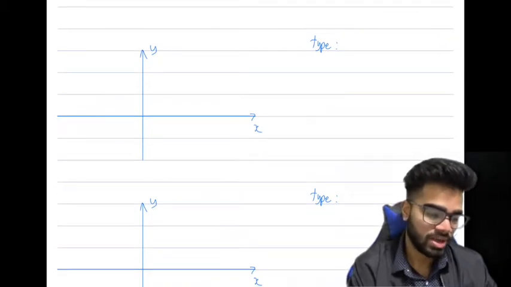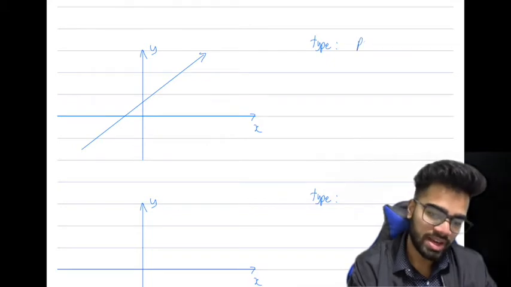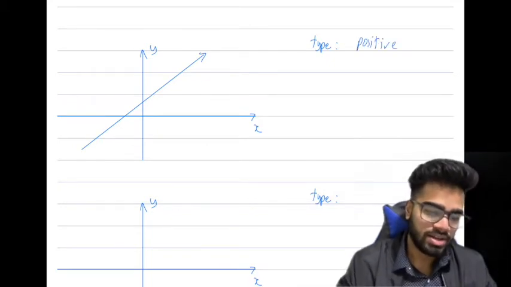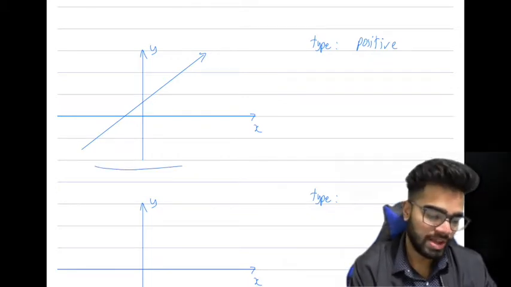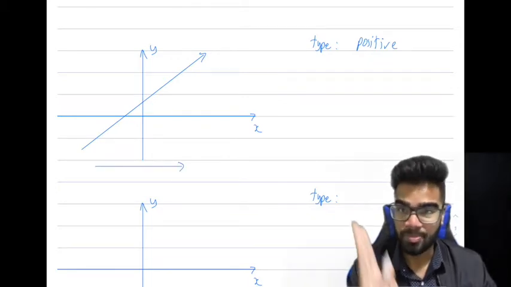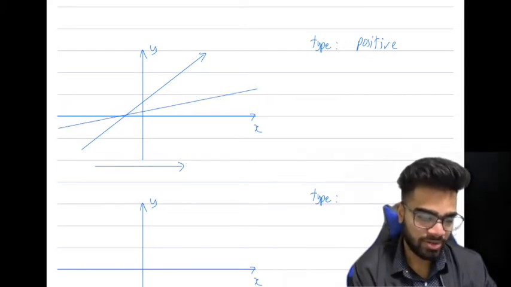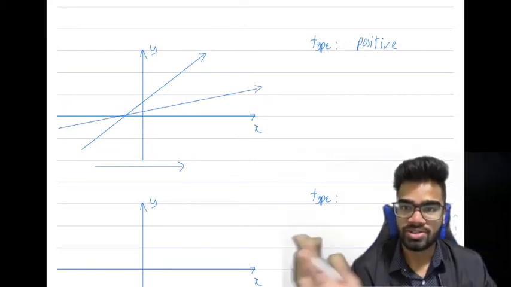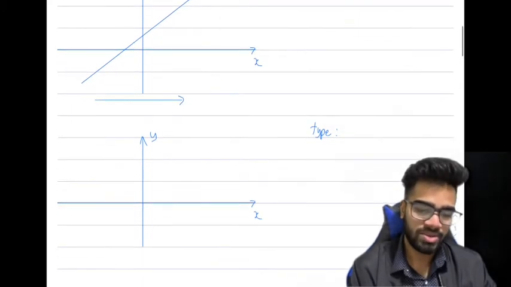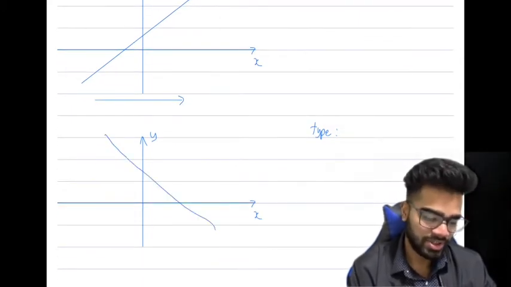So firstly, this might be a graph. What sort of gradient is this? Well, this is going to be a positive gradient. What does that mean? If you're reading from left to right and you're going uphill, that's a positive gradient. Even a very flat graph like this is still going uphill, so that's also positive.